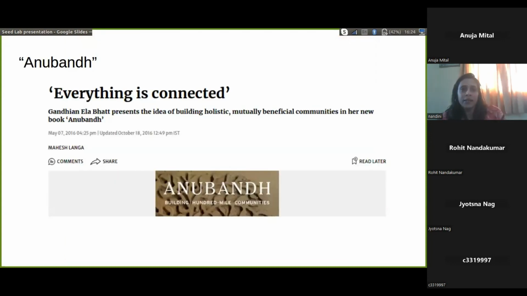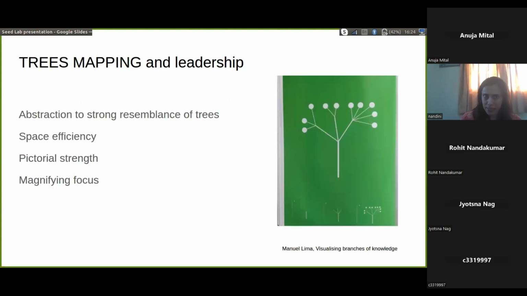The other idea is the idea of Anubandh that Ela Bhatt, the noted Gandhian, talks about, where she says Anubandh is a net of mutuality. So we can say that, okay, I want to work on this one aspect, but we're all part of this net of mutually beneficial communities. So Anubandh is also an idea of decentralized leadership that we see.